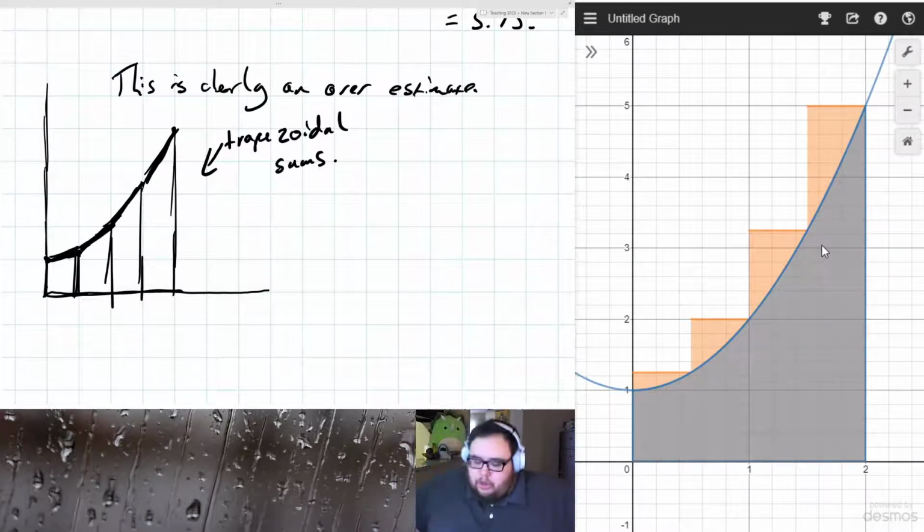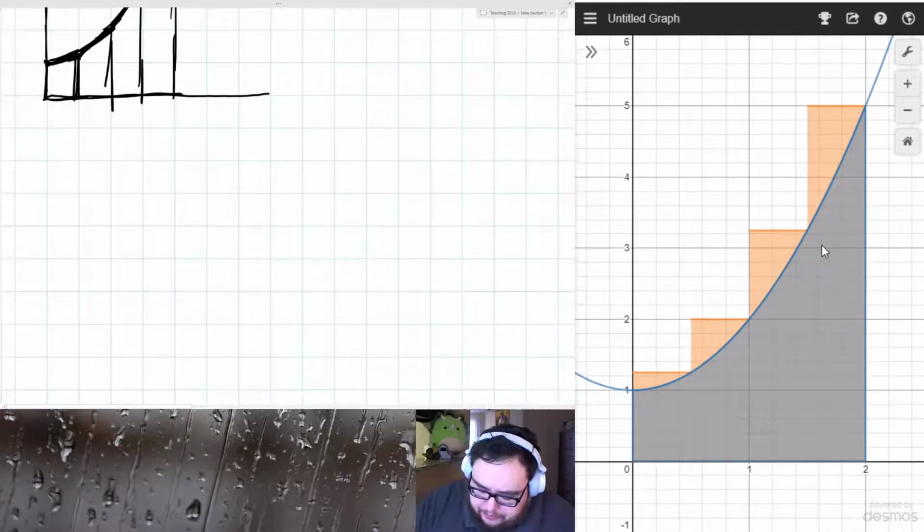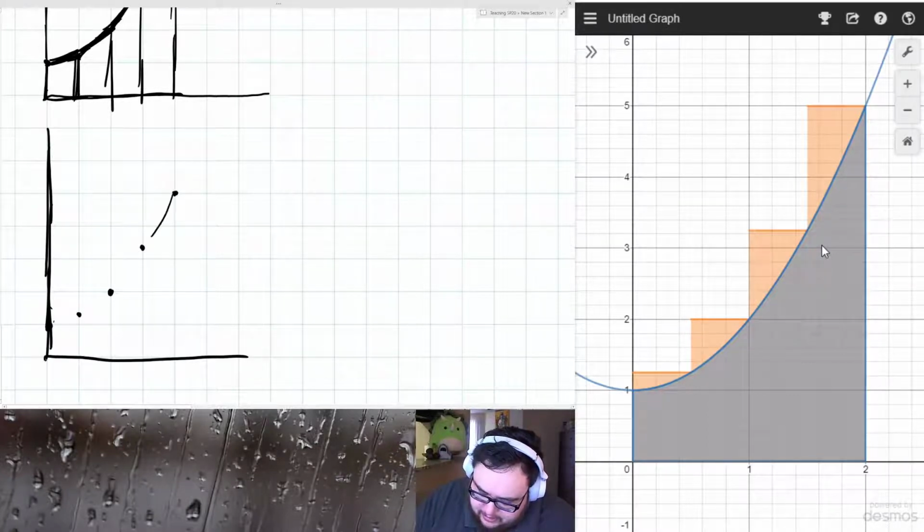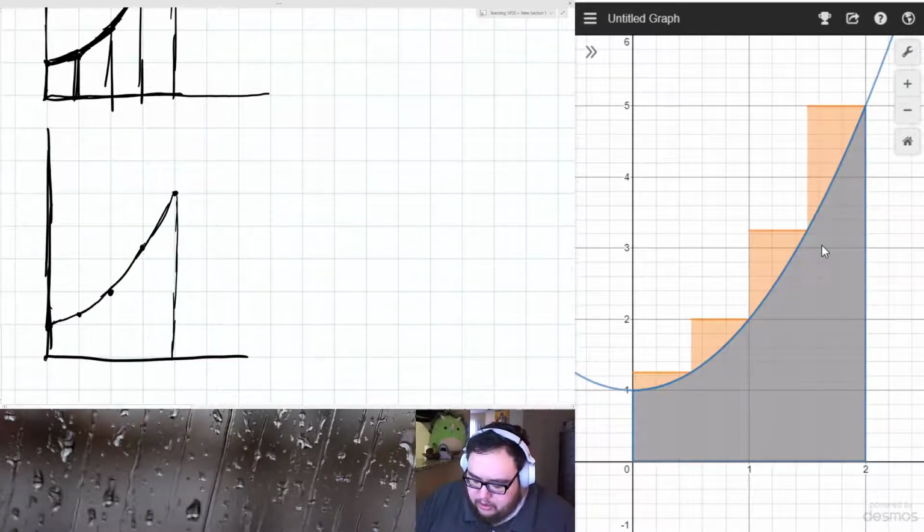So the other approach that we can use here is to take our same curve, 2, 5, 2, 3.25, 5. And instead of using 4 rectangles, what if we used 8 rectangles? Maybe we'll do right-hand sums here.